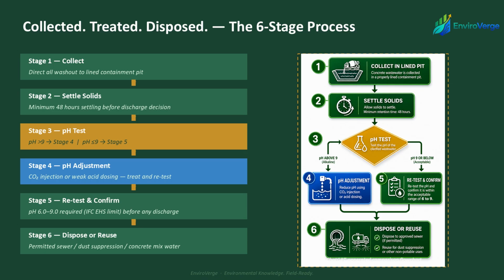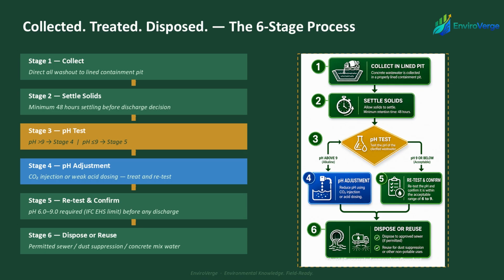Stage 2. Settling. Allow the collected wastewater to settle for a minimum of 48 hours. During this period, suspended calcium hydroxide and calcium silicate particles drop under gravity to form a solid sludge layer at the base. Atmospheric carbon dioxide also begins to react with dissolved calcium hydroxide, forming calcium carbonate and naturally reducing pH through carbonation. Do not disturb the water during settling.